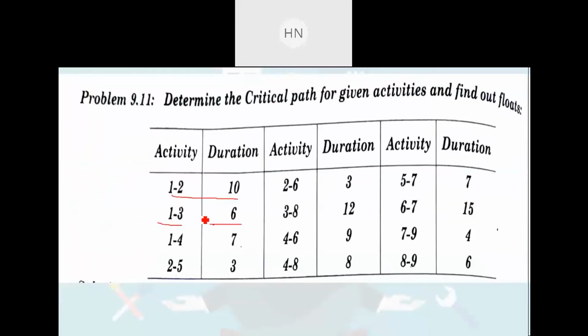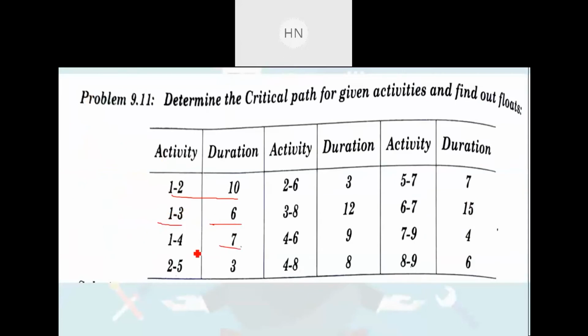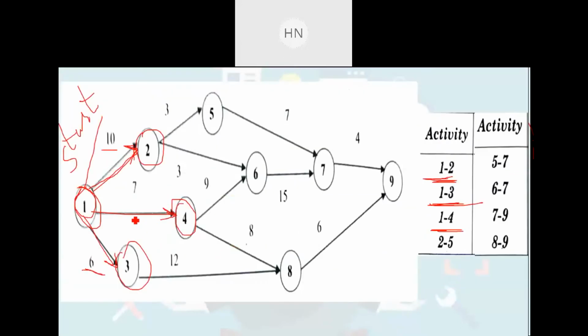It is given as 6, right? 6 days or weeks, whatever. So here it is written as 1 to 3 and 6. Then next activity is 1 to 4. So from the same node number 1 we will be having one more activity that is coming out, that is 1 to 4. So you can see here in the network you can draw it like this, right? And the duration is given as 7 days, that is 1 to 4, right? So here you can write down 7 above that arrow.